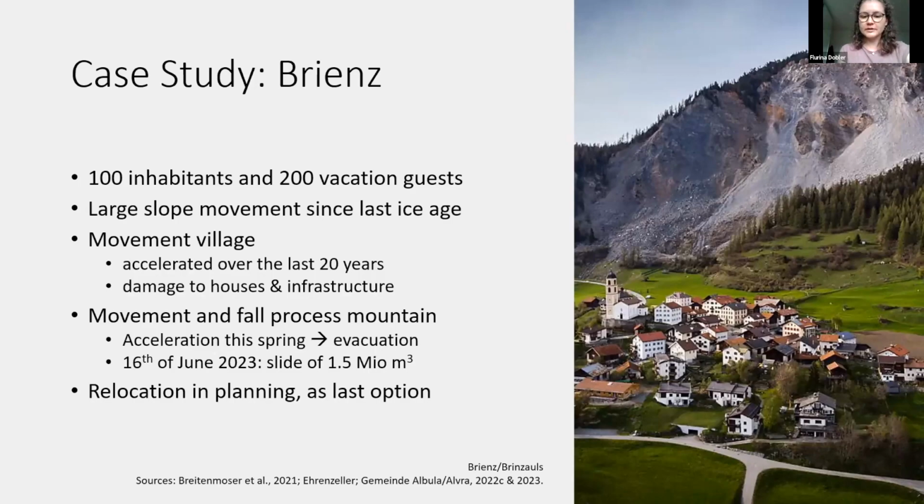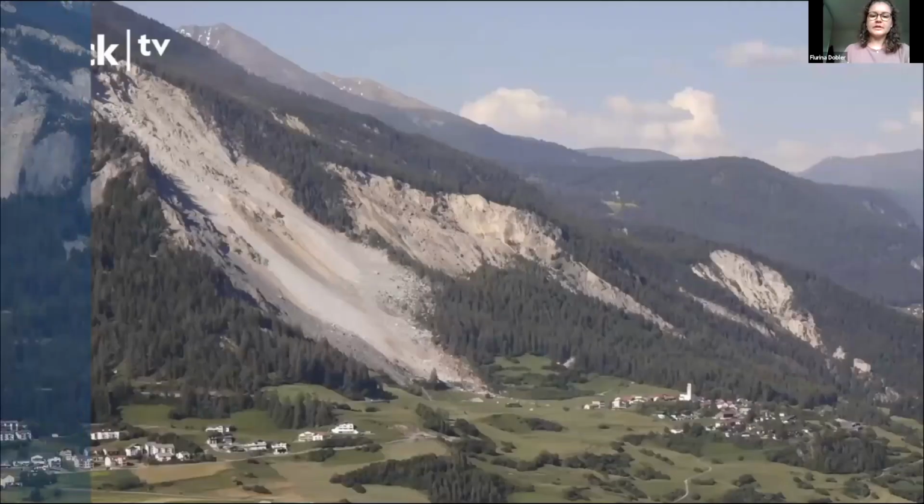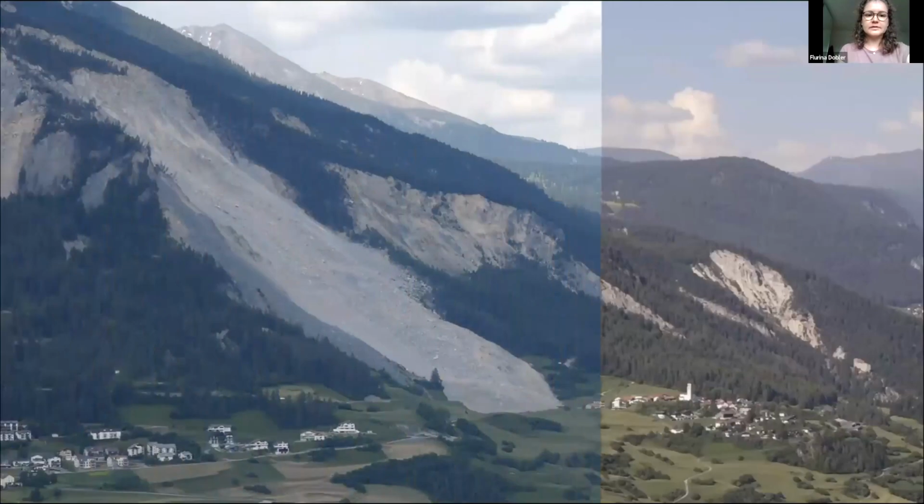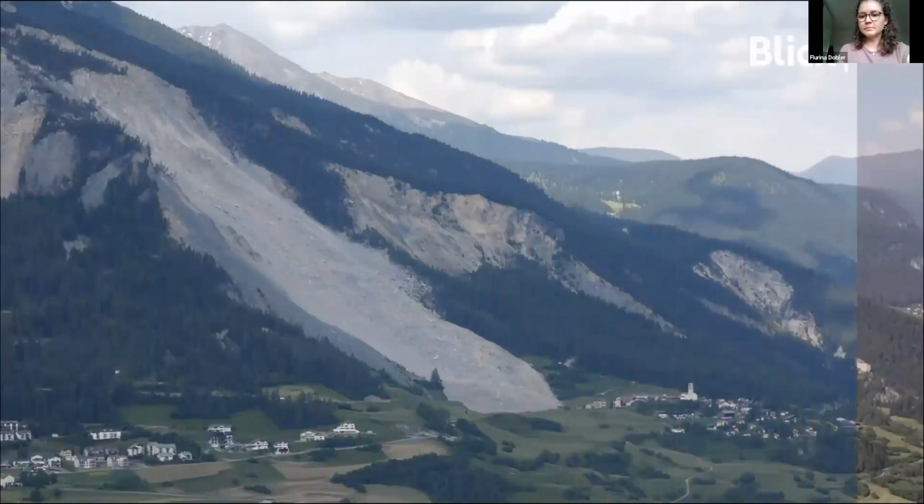accelerated very strongly this spring, which is why the residents of Brienz have been evacuated for more than a month now. And last week, on the 16th of June, 1.2 million cubic meters of rock loosened and halted only very shortly before the village. This can be seen in these before and after pictures of the 15th and 16th of June.